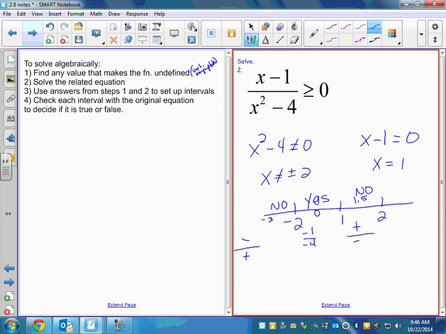And pick a number bigger than 2. You can pick whatever you want. You can pick 100 if you want. I just usually pick the one right next to it. So if I pick 3, that would be positive also. Yes, positive over positive.